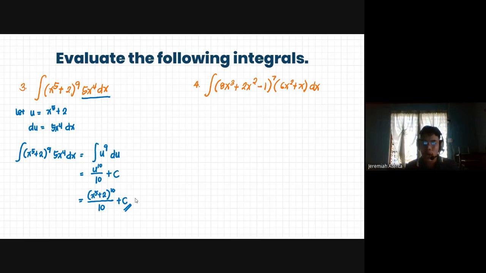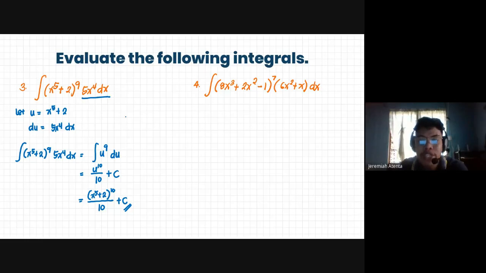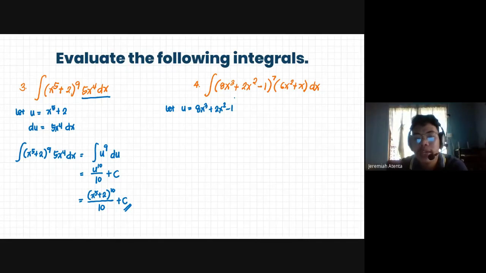There's no, hindi naman siya masama if we're going to have trial and error, 'di ba? So here, sabi ni Ara, let's try the first one. Sige, let's try the first one. We have let u be equal to 8x cubed plus 2x squared minus 1.